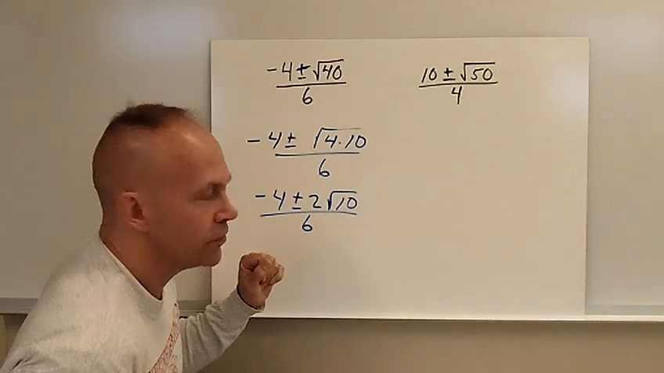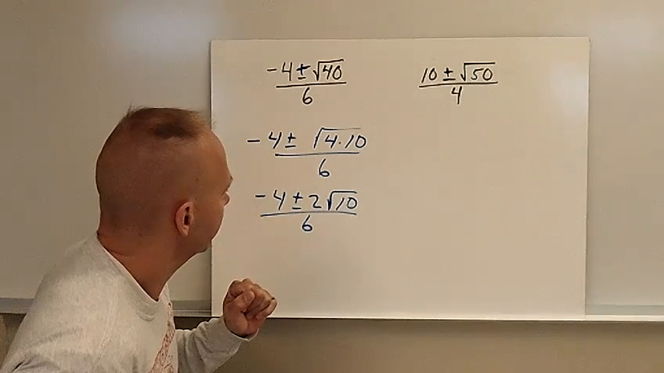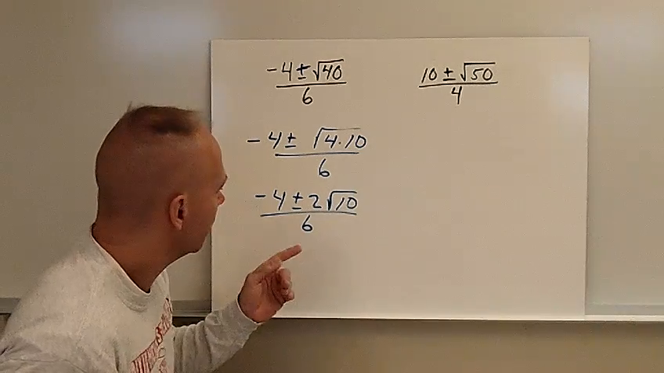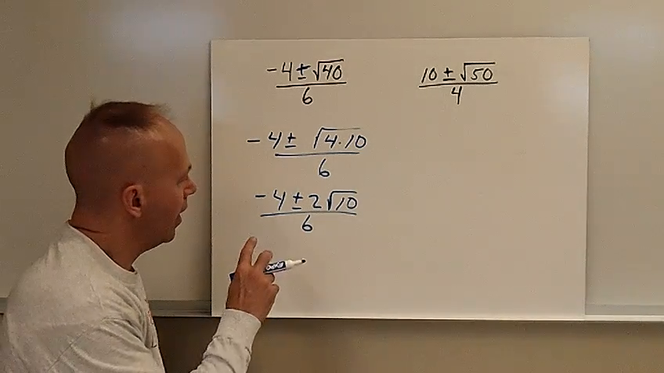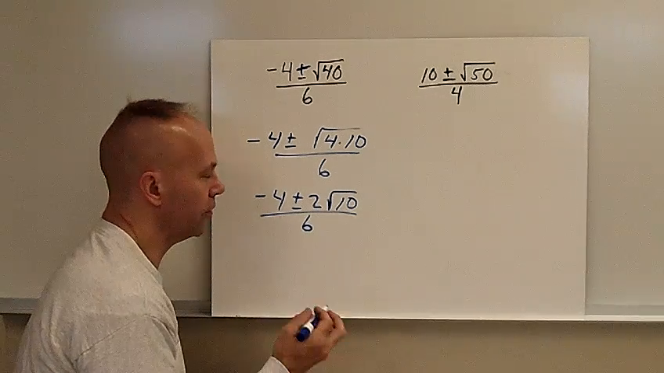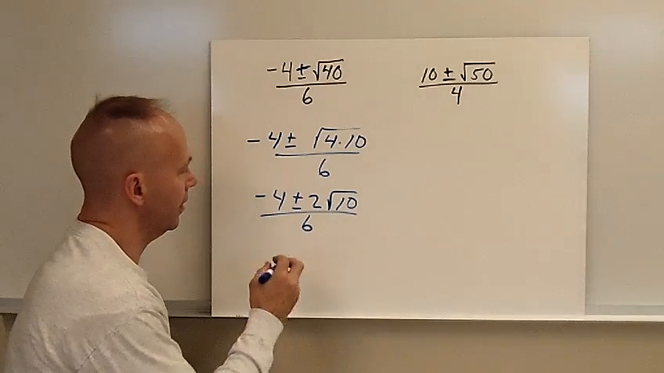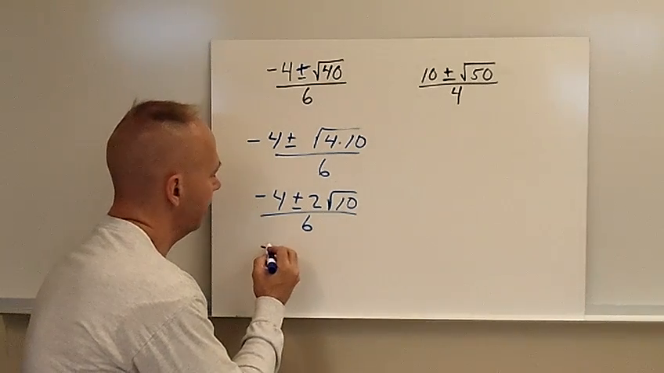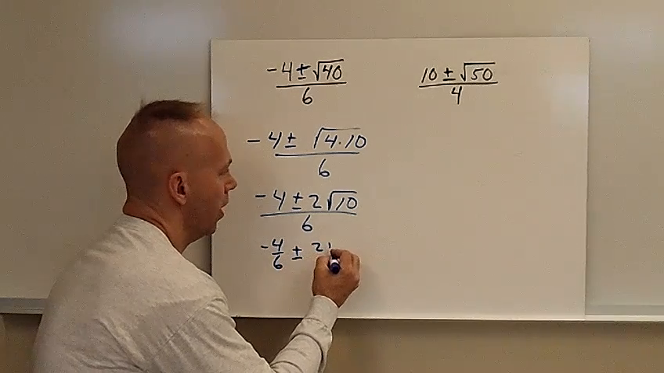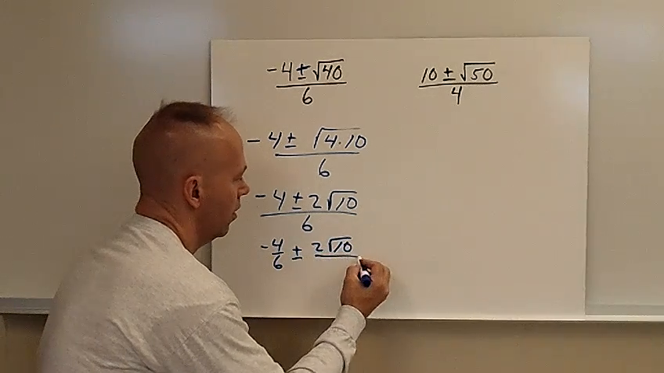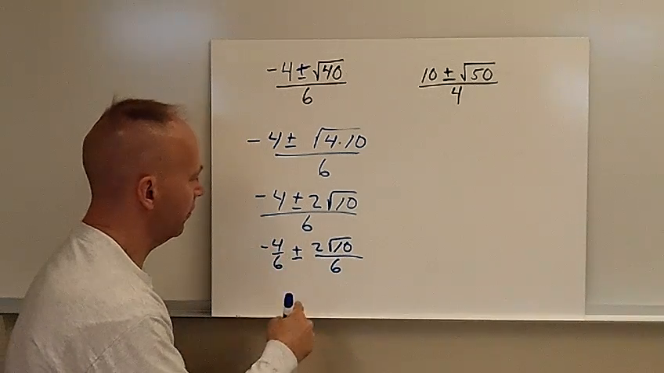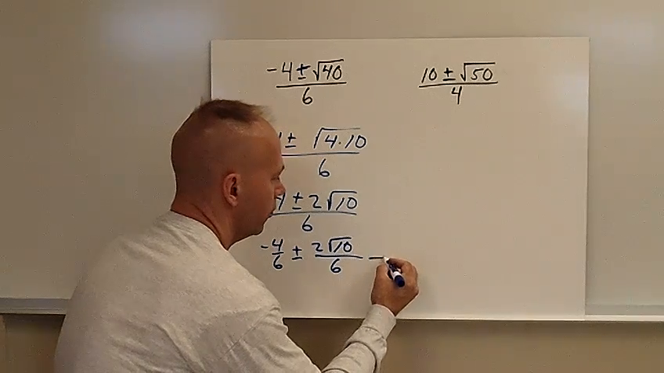So now what I want to do is write this. I have two solutions here, two answers to this. And I want to express that. The way I'm going to do this is to break this up like we did with the last one, the second technique. I'm going to break this up by putting -4/6 plus or minus 2 radical 10/6. And now just simplify these. I get -2/3.